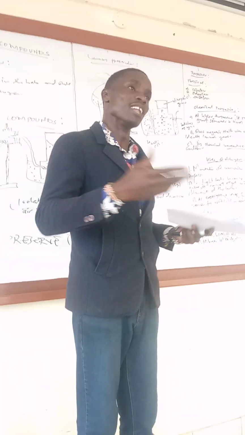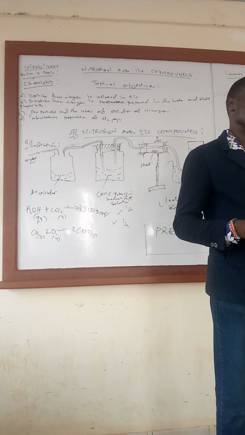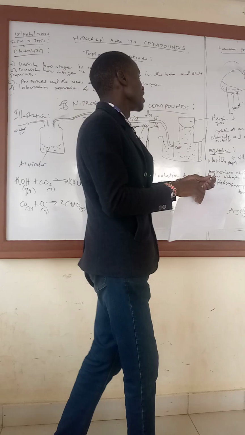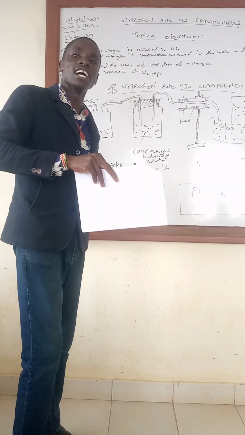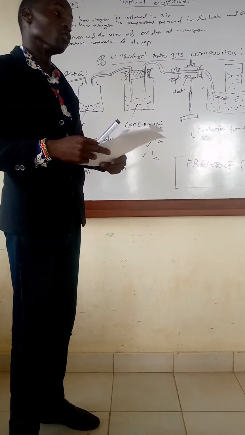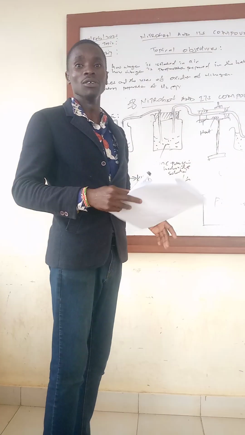I know we have learned so many things in Form 1 and Form 2. Now we are in Form 3, and chemistry is divided into partitions. At a certain level, you learn some things as time advances. But for today, I want us just to look at the topic, nitrogen and its compounds.